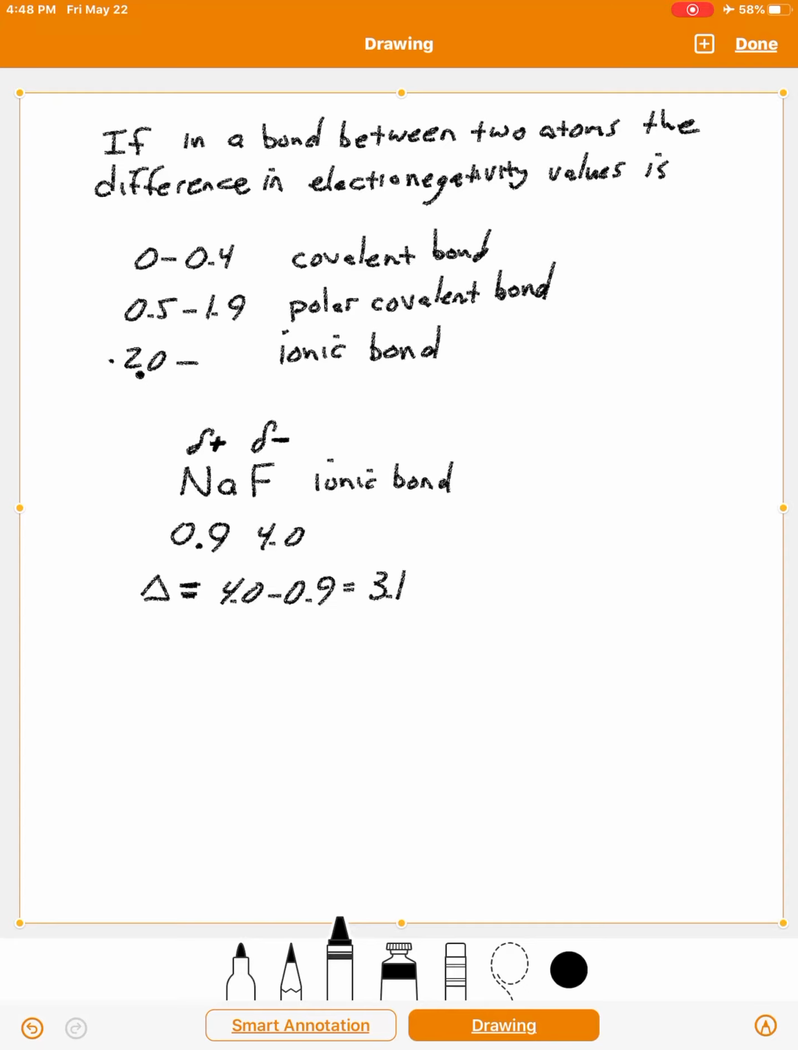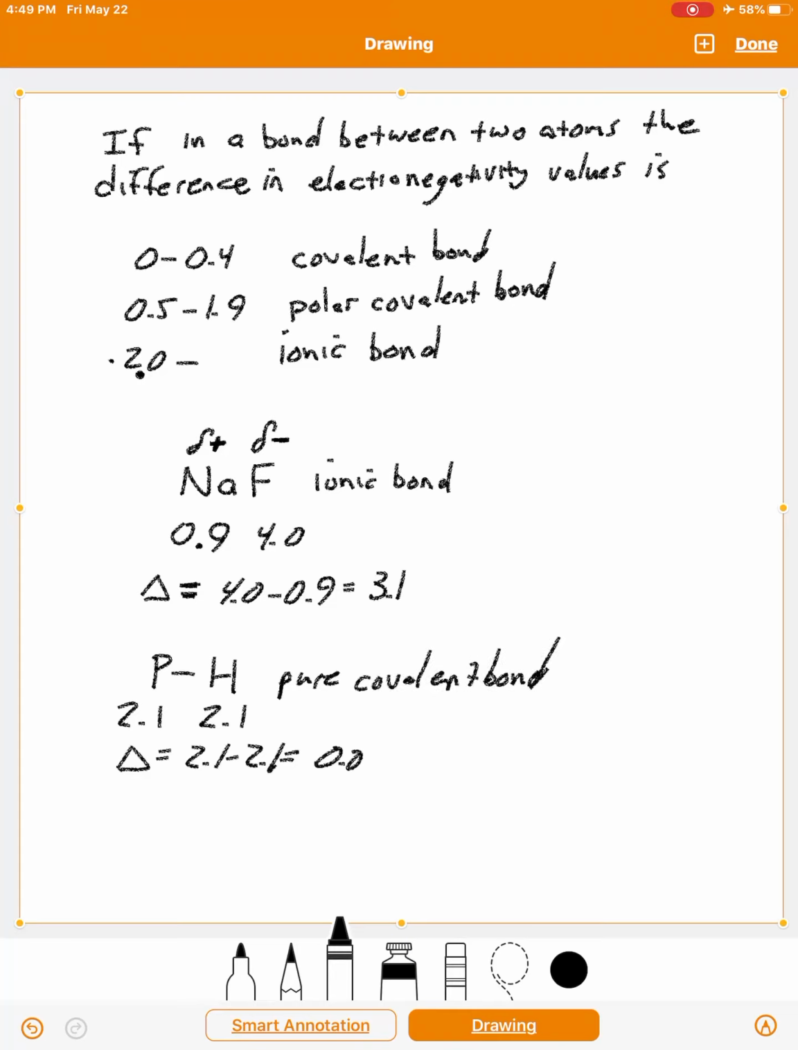Okay? Let's try a different one. Let's say that we have PH as our bond. Phosphorus and hydrogen. We look up the electronegativity values for each atom. And then we calculate the difference. Oh, look, they're the same, right? So that difference is 0. So we would call this a pure covalent bond. Pure sharing. No charges in that substance.